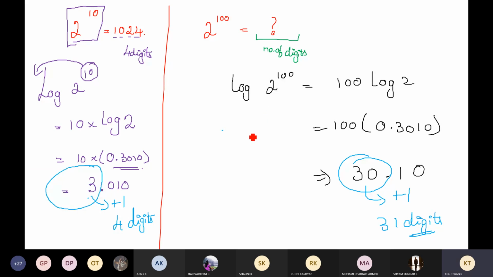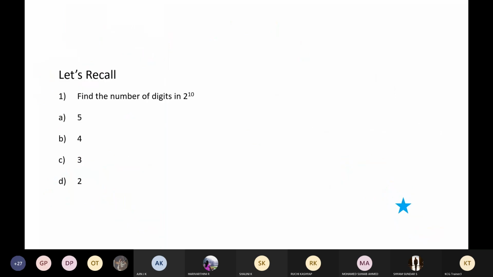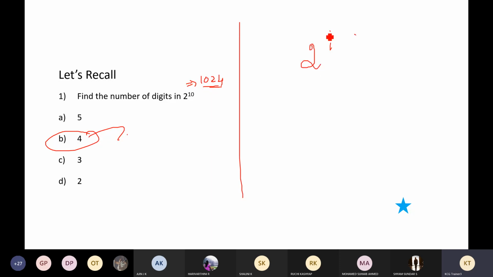Okay, so here's our next question now. Find the number of digits in 2 power 10. We already know 2 power 10's value itself, which is 1024. Okay, so there are 4 digits here, but that is fine. I'm going to ask you guys a different question here. Let's say, for example, 2 power 30. How many digits? Find the number of digits in 2 power 30's value. Come on, guys, do it.